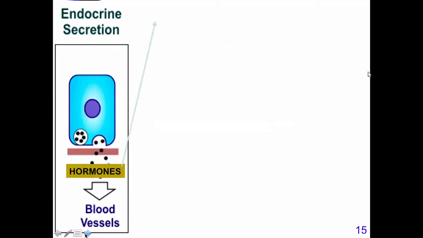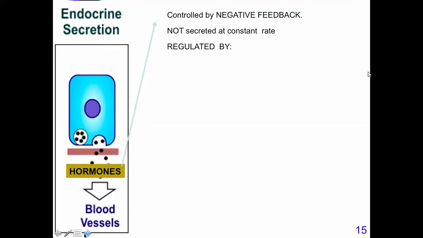Okay. Next, let's go to the hormones. You know in your physiology that hormones are controlled by negative feedback. So I hope and I assume that you already know the concept of the negative feedback mechanism. And take note that hormones are not secreted at a constant rate. Mayroong pulsation, mayroong mataas minsan may kaunti lang. So they are not secreted at a constant rate.